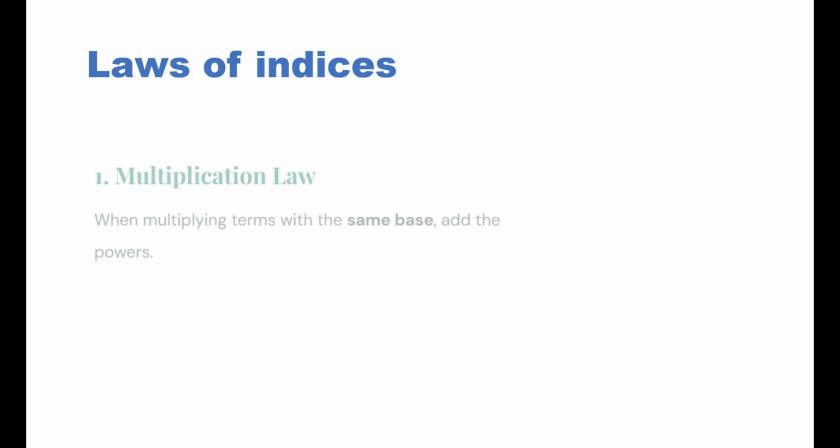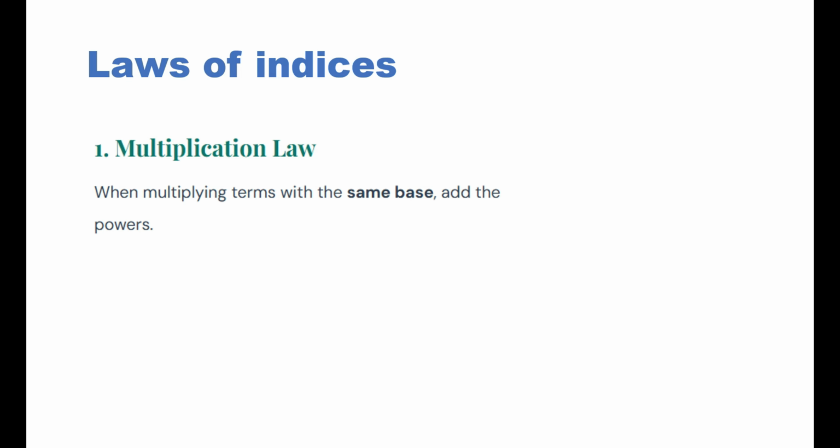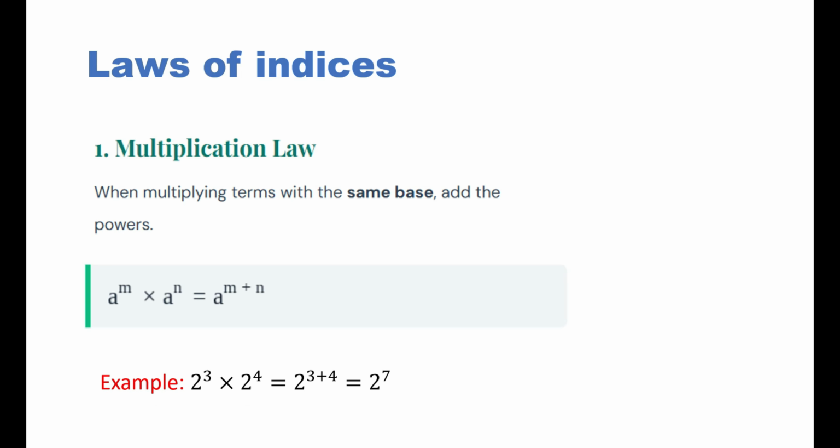The first one is the multiplication law, which states that when multiplying terms with the same base, add the powers. So, if we have a to the power of m and a to the power of n, the result is a to the power of m plus n. For example, given 2 to the power of 3 times 2 to the power of 4, we get 2 to the power of 3 plus 4, which is equal to 2 to the power of 7.